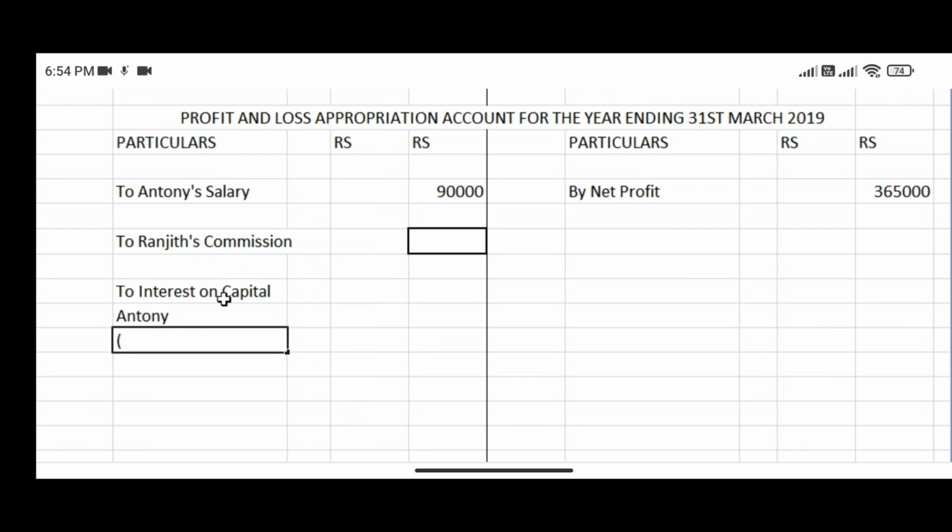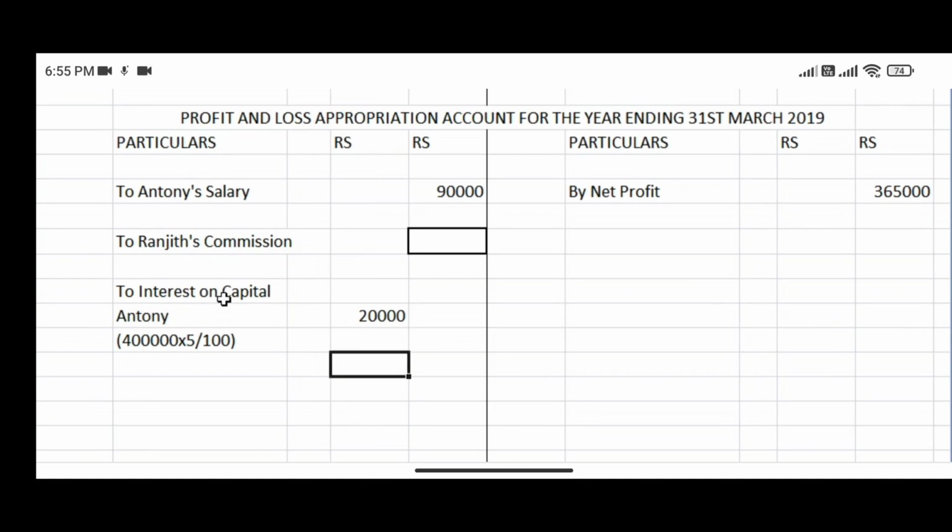So Anthony's capital given in the problem is 4 lakh rupees. So 4 lakh into the percentage of interest is 5 divided by 100. So 4 lakhs into 5 by 100, when you cancel the two zeros, you will get 4,000 into 5. So which will be rupees 20,000 for Anthony.